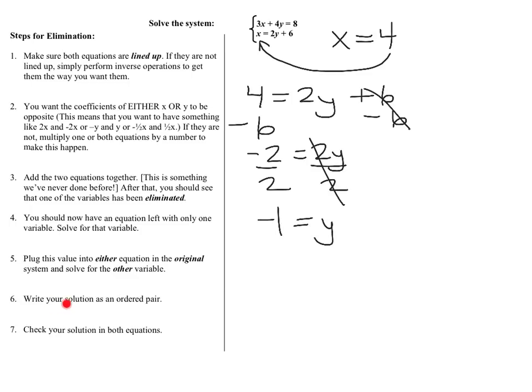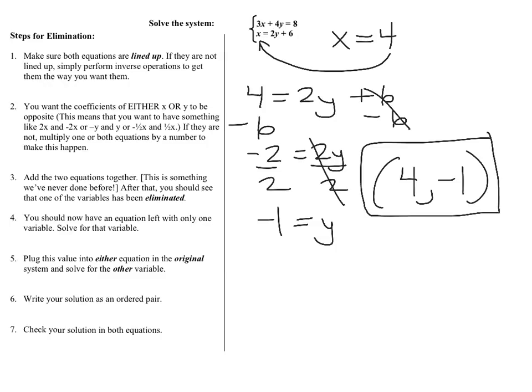Next step, write your solution as an ordered pair. Okay, so we know x is 4, y is negative 1. So the ordered pair, the solution, is going to be (4, -1). Remember, ordered pairs are always in parentheses with a comma in between, x comes first, y comes second. So the very last step is check your solution in both equations.